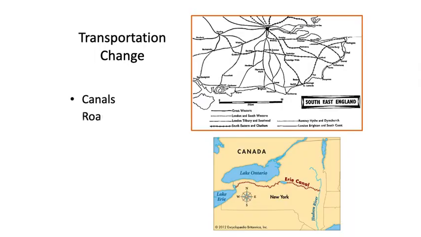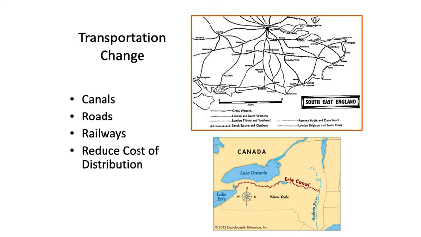And then very quickly, just a reminder, I reminded you to read this section on transportation changes as well, that canals, roads, railways all reduce the cost of distributing products. And so this, of course, is driving down prices. And while it does that, it increases at the same time what areas can produce.